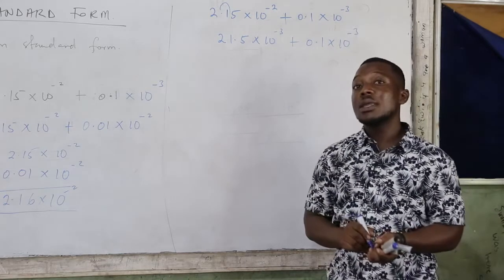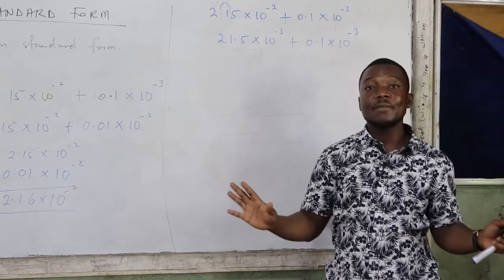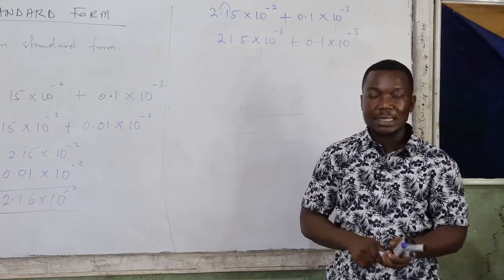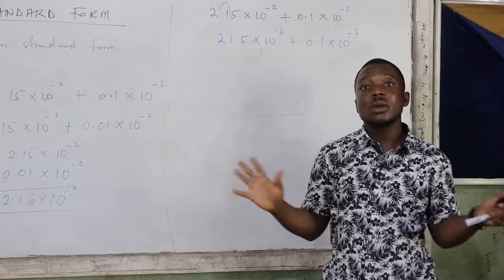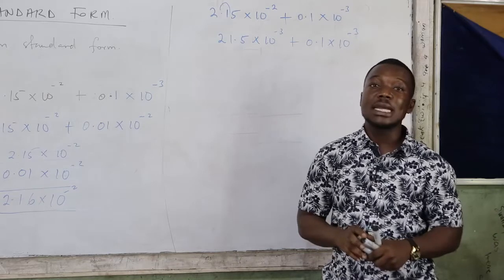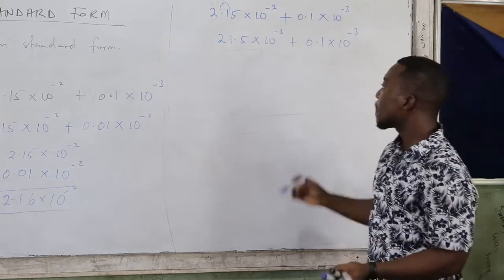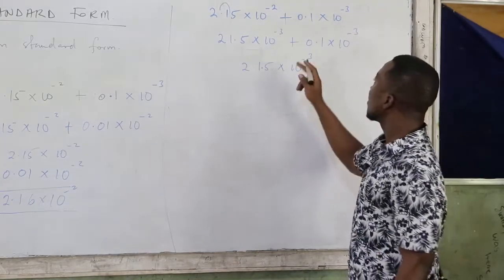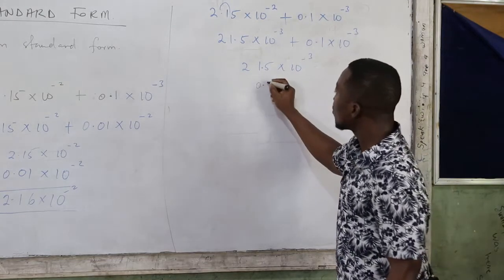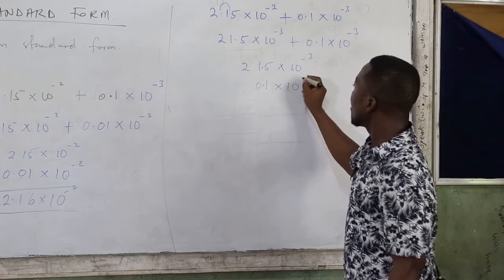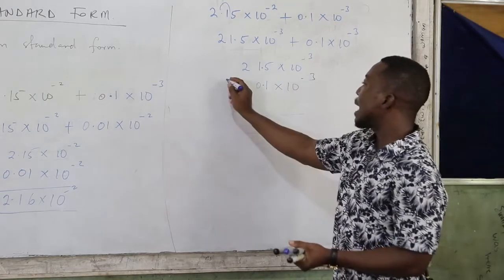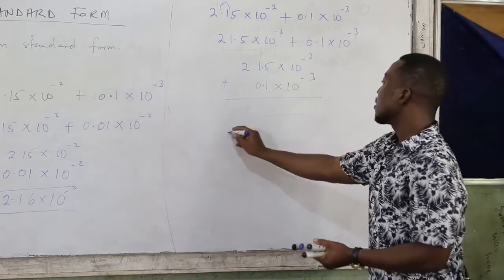Good. So now what is happening is that we have 10 raised to the power minus 3, 4. Both of them easy to add. It's the same thing for subtraction. We are going to solve only one example when we get to the subtraction. Then we move to multiplication and then division. 21.5 plus 0.1. So we have 0.1 times 10 raised to the power minus 3. Make sure the decimals are in line and bring your addition sign. Good.